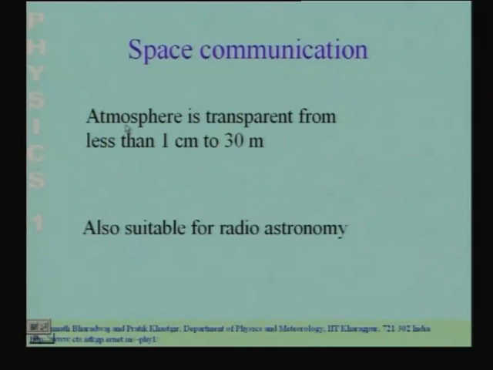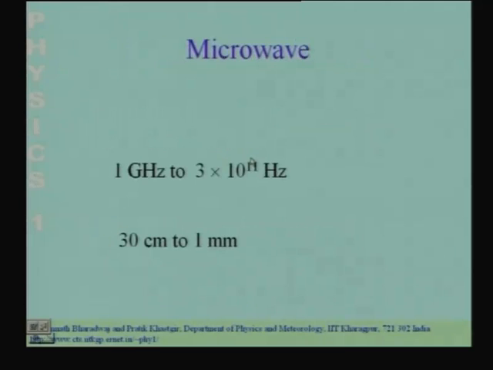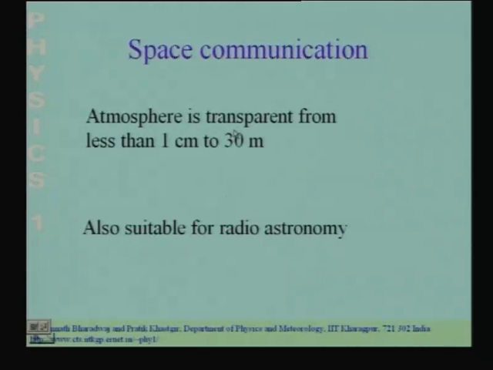So, the Earth's atmosphere is transparent from 1 centimeter to 30 meters. Let us just go back. 1 centimeter is in the microwave, and the largest wavelength in microwave is 30 centimeters. So, 30 meters would be in the radio. The high frequency radio and the microwave, the atmosphere is transparent to both of these. So, you can use it for space communication.